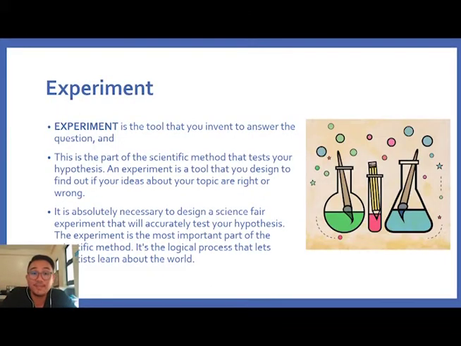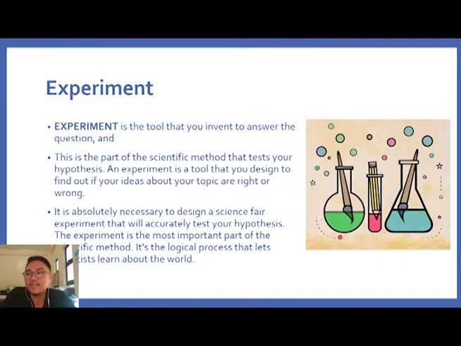The fourth step is experiment. Experiment is the tool that you invent to answer the question, and this is the part of the scientific method that tests your hypothesis. An experiment is a tool that you design to find out if your ideas about your topic are right or wrong.